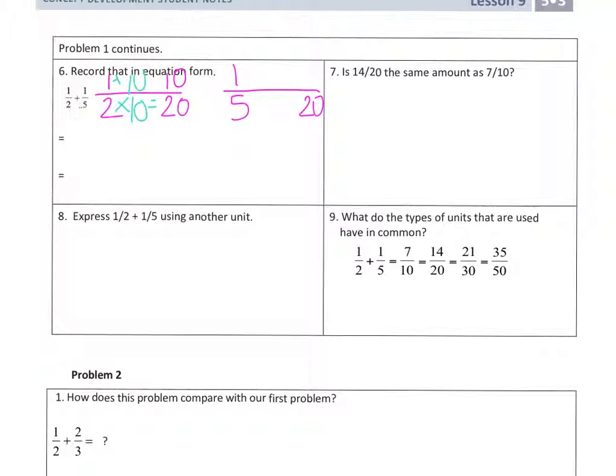And then for 1/5, let's see. What do you have to do to that 5 to turn it into a 20? We multiply by 4. So now we have 4/20ths. So our equation becomes 10/20ths plus 4/20ths, which is 14/20ths.